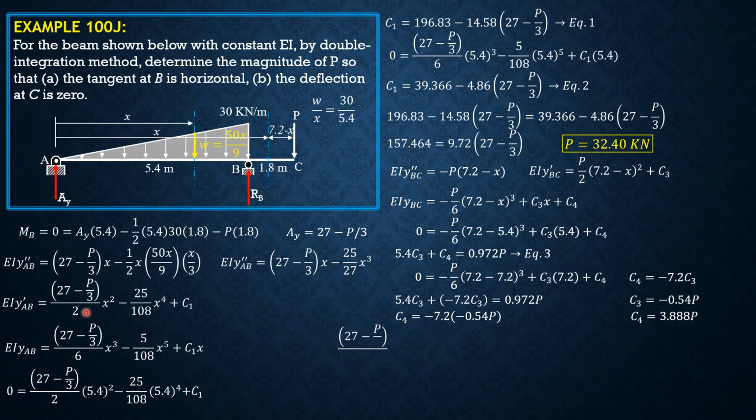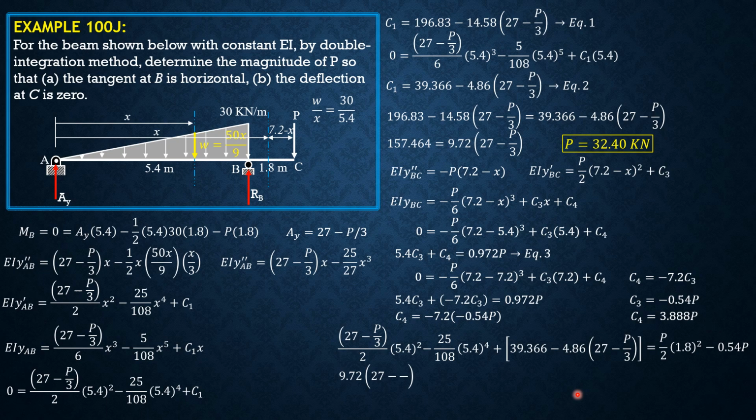So x is 5.4. So quantity 27 minus P over 3, over 2, times 5.4 squared, minus 25 over 108 times 5.4 to the fourth, plus c sub 1, which is 39.366 minus 4.86 quantity 27 minus P over 3, then equals here P over 2 times quantity 7.2 minus 5.4, so 1.8 squared, plus c sub 3, negative 0.54 P. So combining the constants and the term with 27 minus P over 3 from the left side of the equation: 9.72 quantity 27 minus P over 3, and the constant, negative 25 over 108 times 5.4 to the fourth, plus 39.366, that's negative 154.464. And the right side, 1.62 P minus 0.54 P.